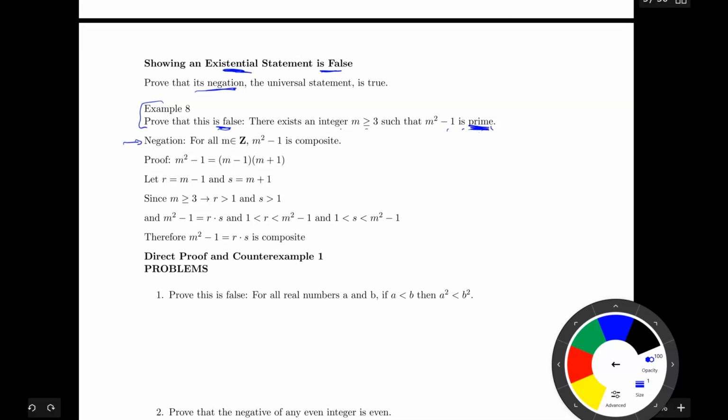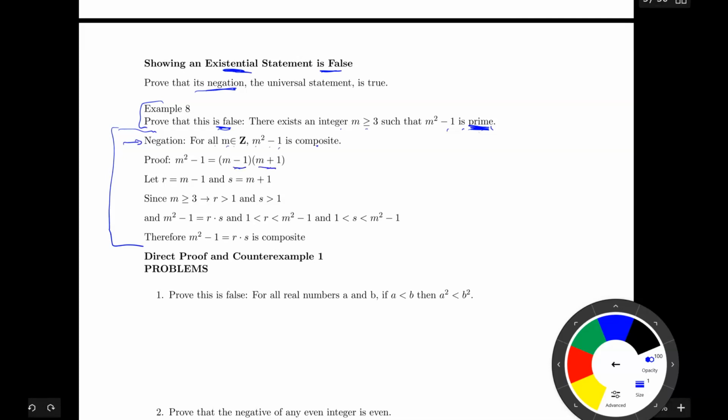The opposite of prime is composite. So I've changed it from a there exists to a for all. Okay, so here's the proof. So you have to state this. I mean, all of this is the solution, right? So first you have to state the negation and then start proving. So take this and factor it.